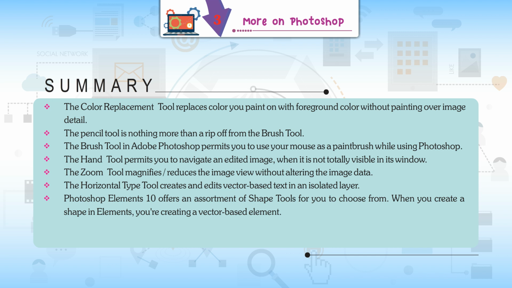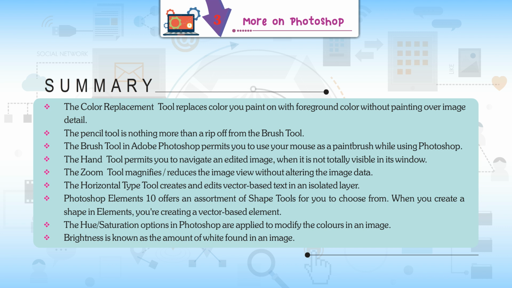Photoshop Elements 10 offers an assortment of shape tools for you to choose from. When you create a shape in Elements, you are creating a vector-based element. The hue or saturation options in Photoshop are applied to modify the colors in an image. Brightness is known as the amount of white found in an image.